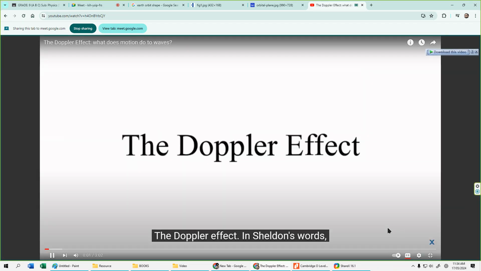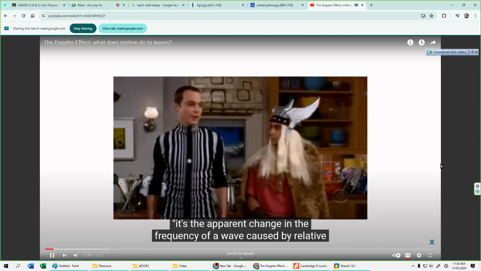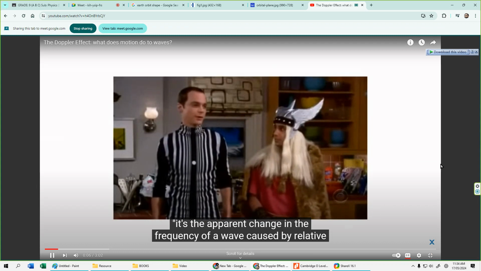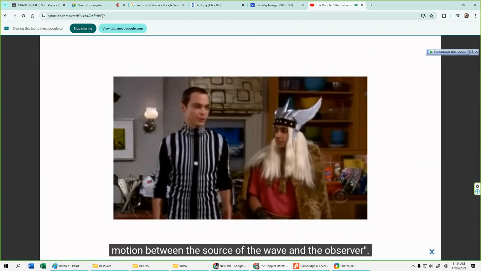The Doppler effect. In Sheldon's words, it's the apparent change in frequency of a wave caused by relative motion between the source and the wave and the observer.